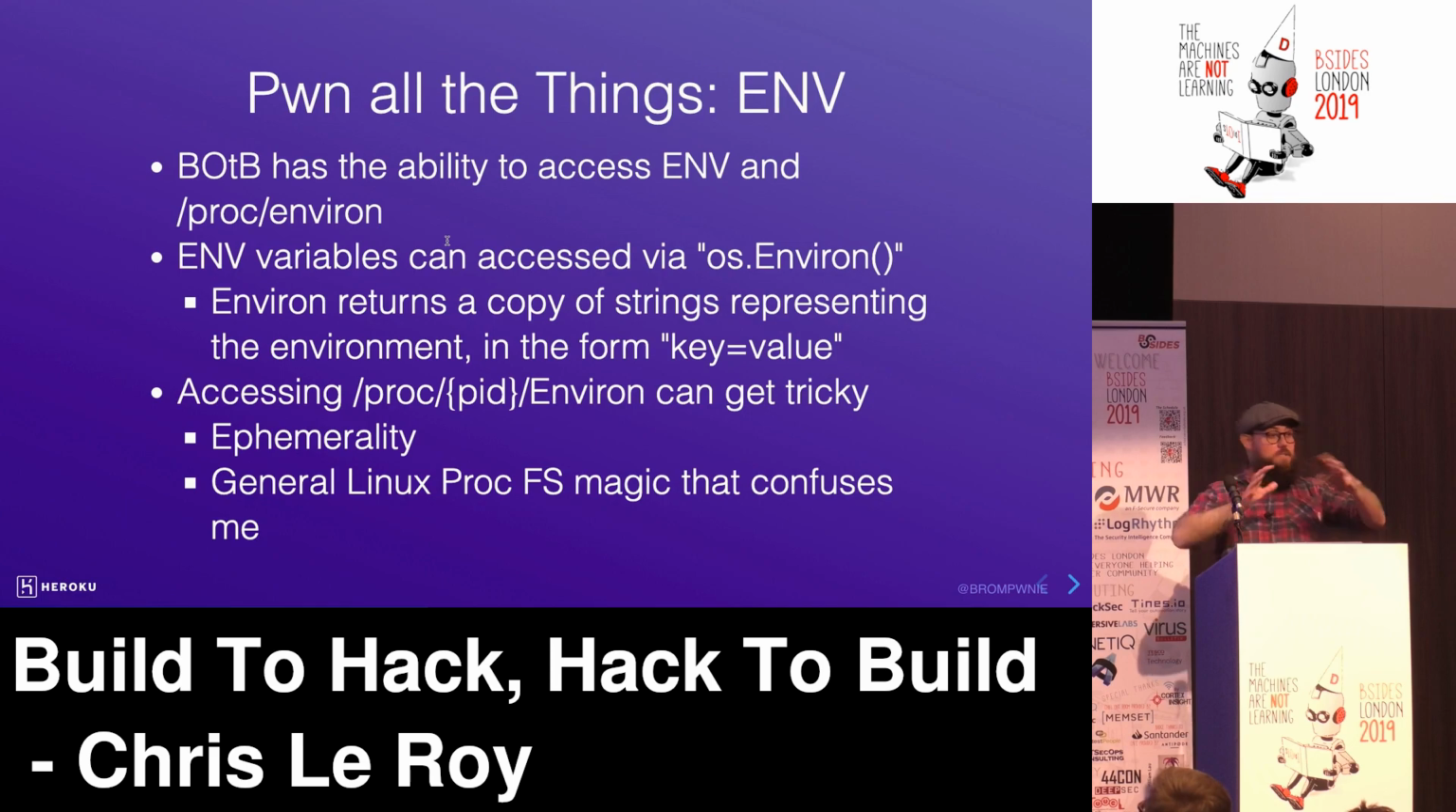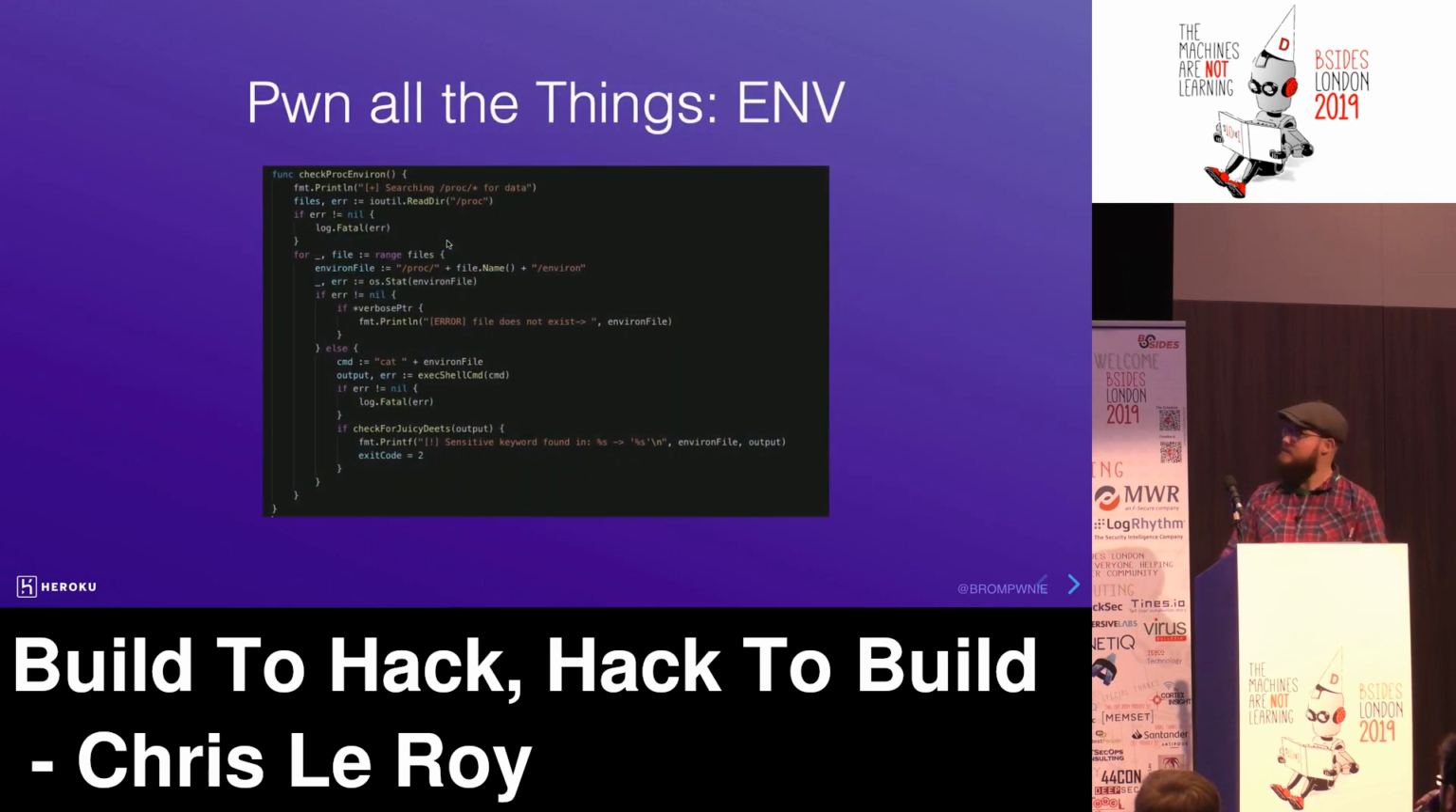So yes, Bob accesses both. The OS environment will give you the key-value pairs, and then it'll also access /proc and all the PIDs in the system. Now, this can get a little bit tricky in containers. Why? Because of ephemerality. By the time you've listed the contents of /proc and then attempted to read /proc/<PID>/environ, that process might not exist anymore. And then, of course, there's just procfs, virtual file systems that can make your life hell. I definitely have some hair loss due to that. So I'm wearing the hat.